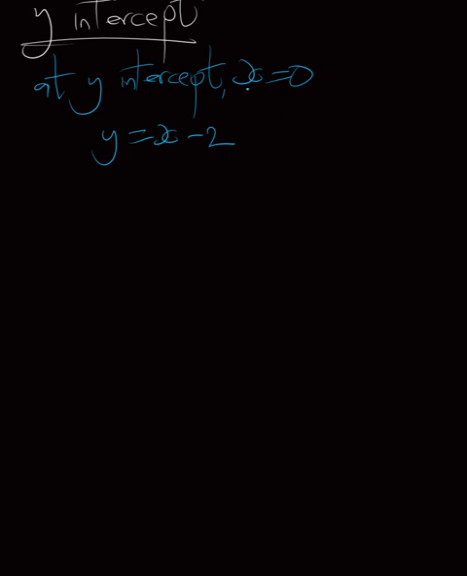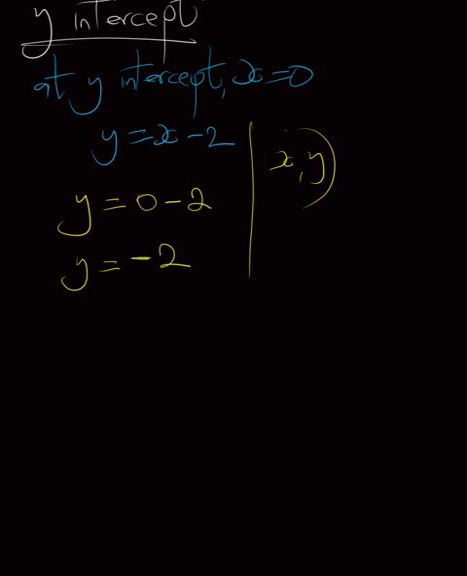Now, we replace where we have x, we will put 0. That will be y is equal to 0 minus 2. That means y will just be 0 minus 2 is negative 2. So we write it in the coordinate form, x, y. What is x? X was 0. What about y? We have found y as negative 2. Now this will be the y-intercept.